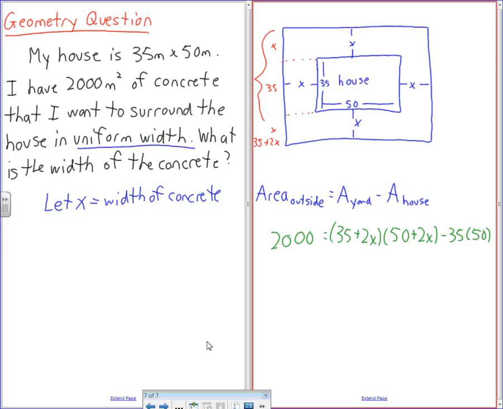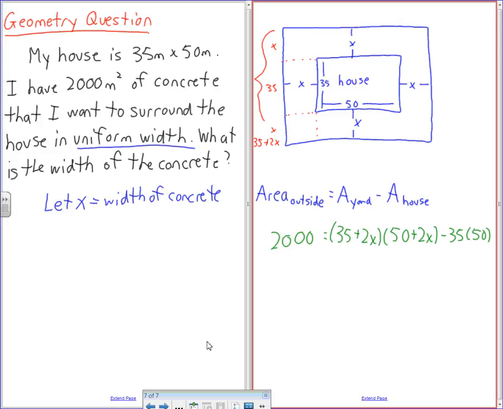How are we feeling? Because that's the fundamental part of this question. Caleb, you're good. Who's your tutor? Larry. Larry's got this all figured out too? Okay, good. Can you start with just doing 35 times 50 to get the area of the house, and then add the 2,000 for the concrete, and then the total is 35 plus 2x. Okay.